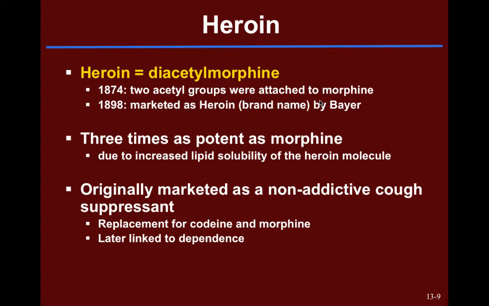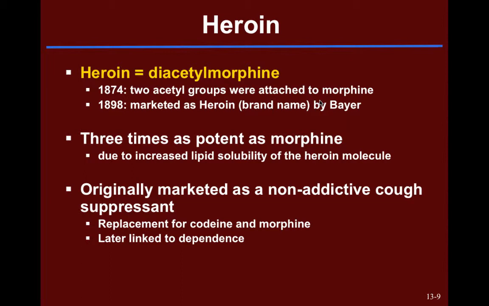Moving on to heroin. Heroin was created in a lab. It wasn't refined directly from opium like morphine was, but it was manufactured in a lab. And it was actually marketed by Bayer, the same company that makes Bayer aspirin. It was invented in 1874, and then in 1898 it was marketed under heroin as a brand name. It was meant to be a cough suppressant that was supposed to be non-addictive.